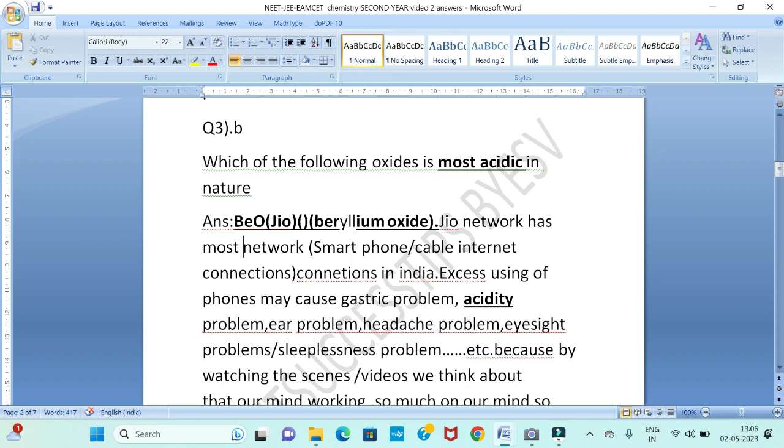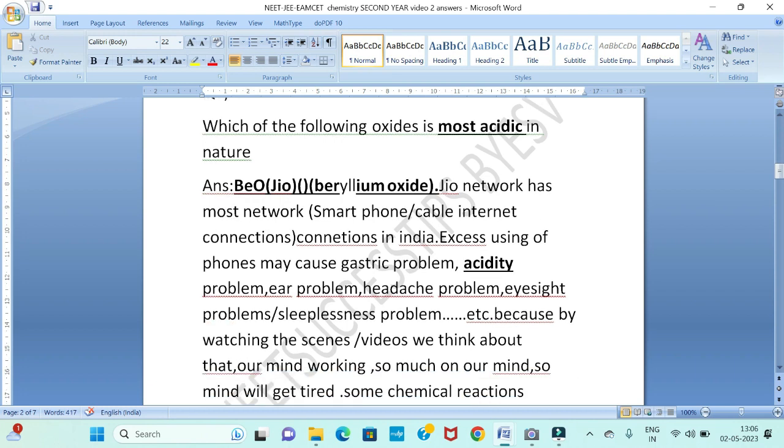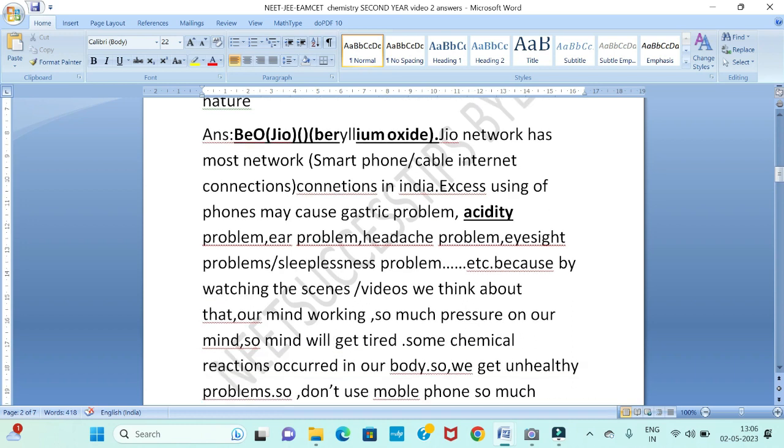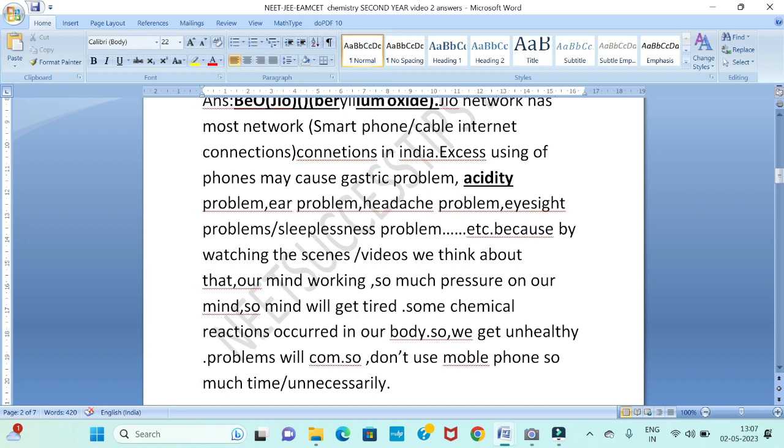Because by watching scenes and videos, our mind works so much and there is so much pressure on our mind, so the mind will get tired, chemical reactions occur in our body, so we get unhealthy and problems will come. Don't use mobile phones so much and unnecessarily.